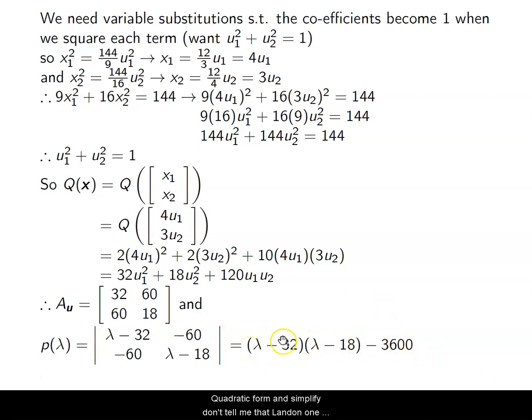Just throw it in the quadratic form and simplify it. Don't tell me that lambda 1 is at 1.239. I don't want that. I'm going to mark you down 100%. Okay, give me exact values and just make sure that they're fully simplified.